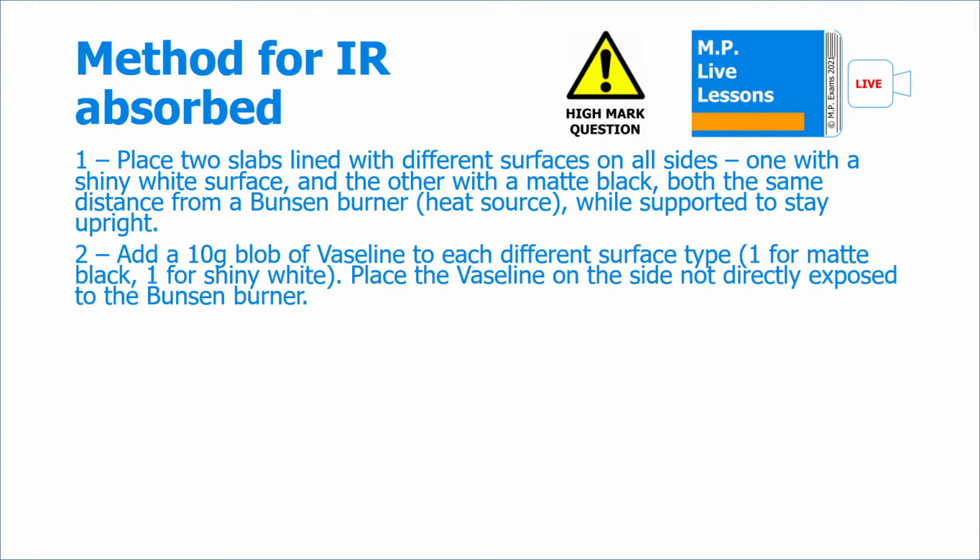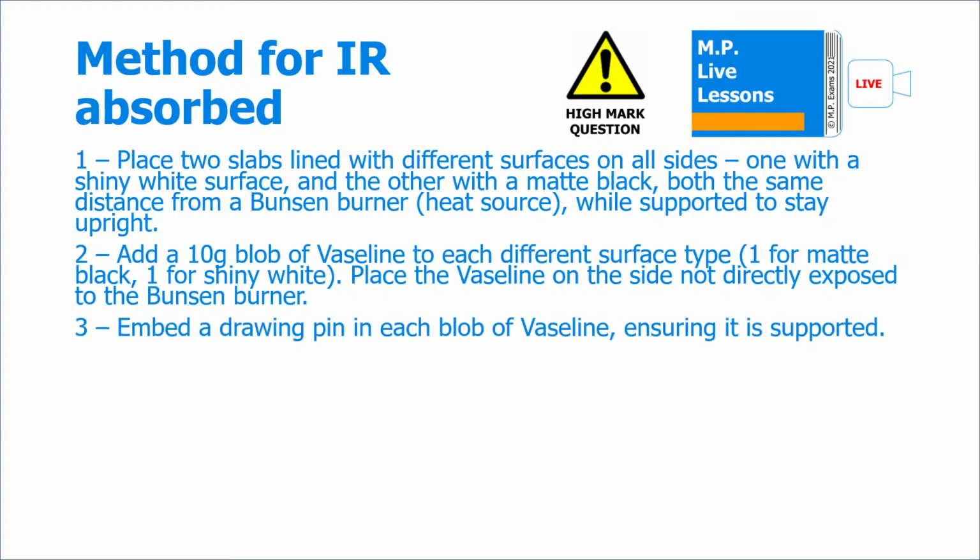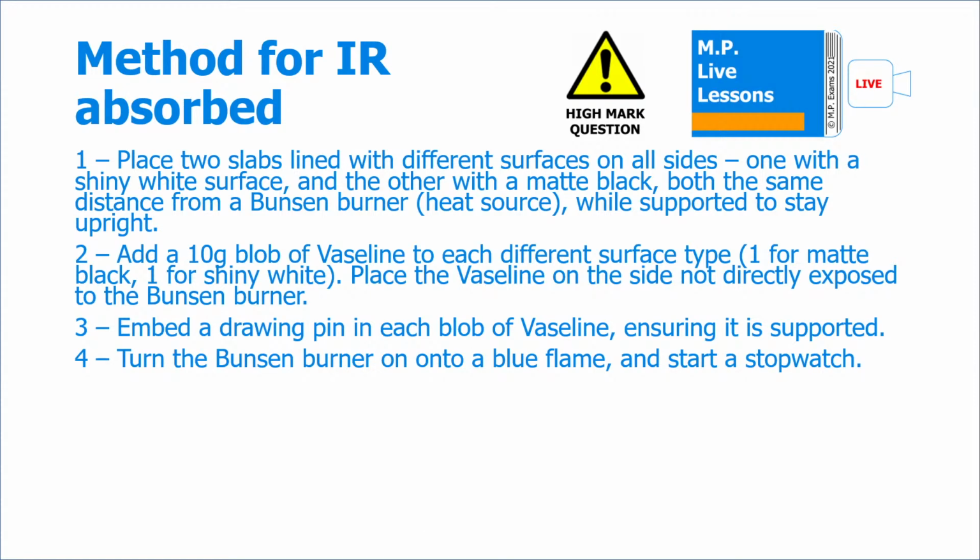Then you add a 10-gram blob of Vaseline to each different surface type. So you'll have one blob of Vaseline on the matte black surface and one blob on the shiny white surface. And you need to place the blob on the side that's not exposed to the Bunsen burner, facing away instead. Next, you embed a drawing pin into each blob of Vaseline, and you need to make sure it's supported before you start the experiment. Now, to start the experiment, you turn the Bunsen burner on onto a blue flame and you start a stopwatch.